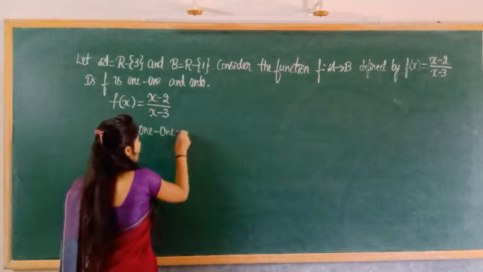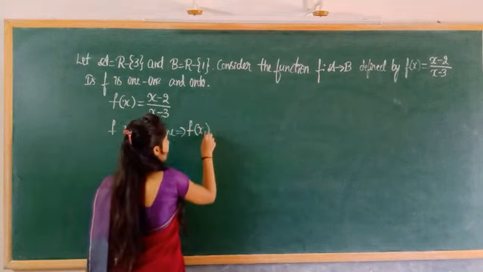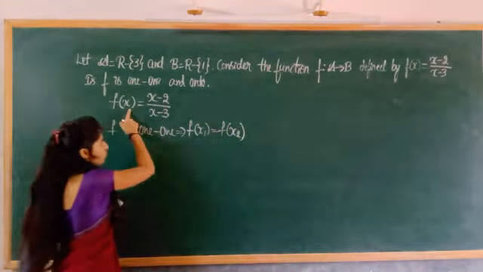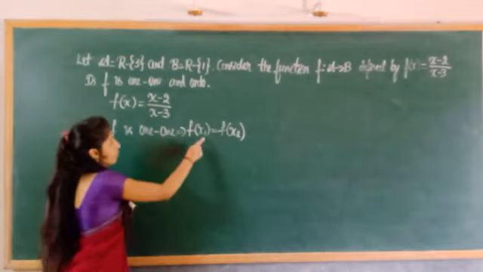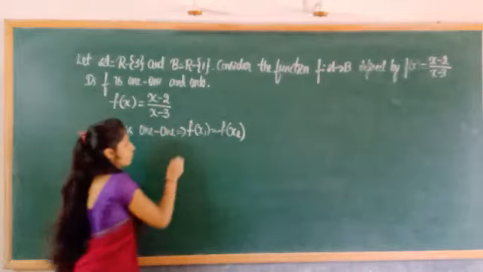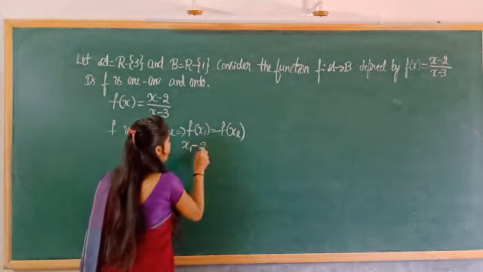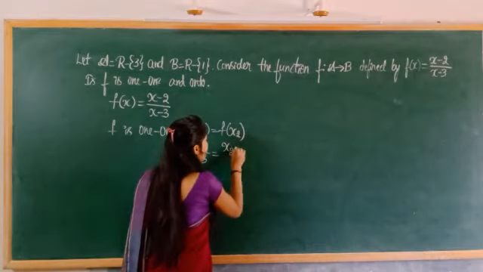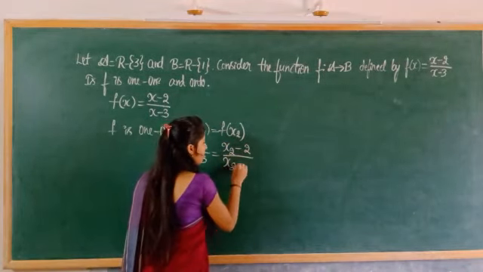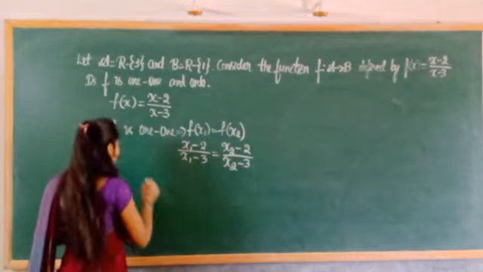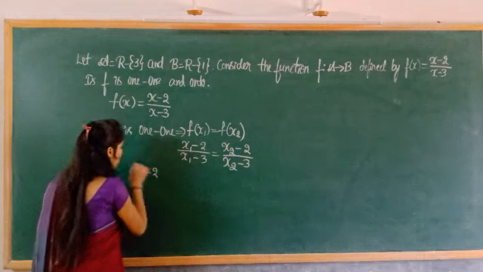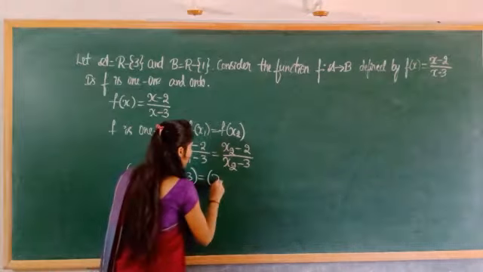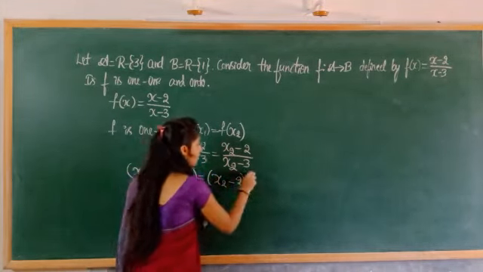For the condition f is 1-1, f of x1 is equal to f of x2, right? For x, what have they given? x minus 2 by x minus 3. In place of x1 I am putting x1 minus 2 divided by x1 minus 3. In the same way for x2, x2 minus 2 divided by x2 minus 3. Now cross multiply: x1 minus 2 into x2 minus 3 is equal to x2 minus 2 into x1 minus 3.